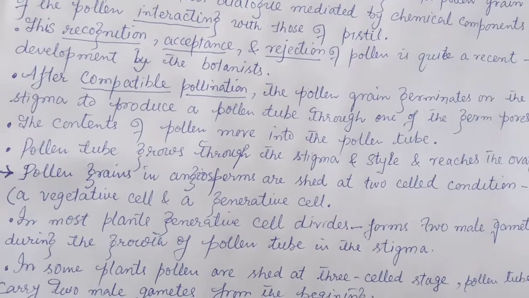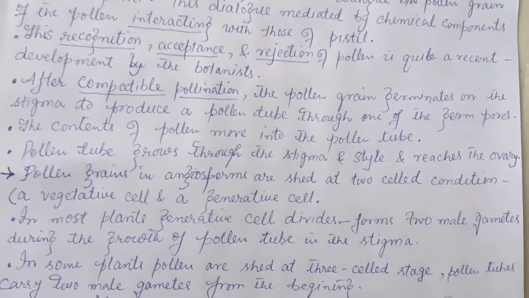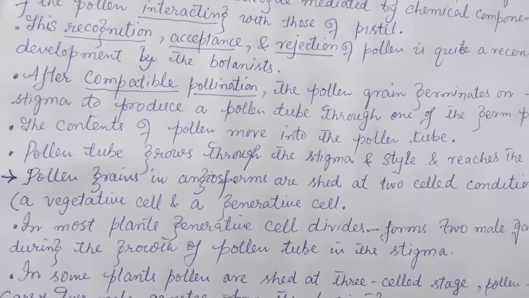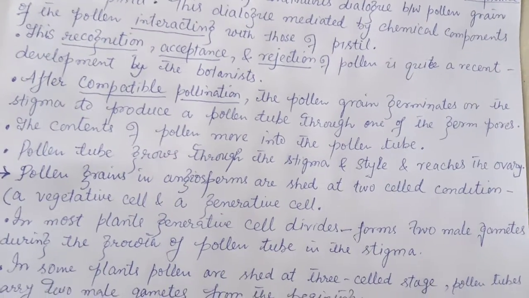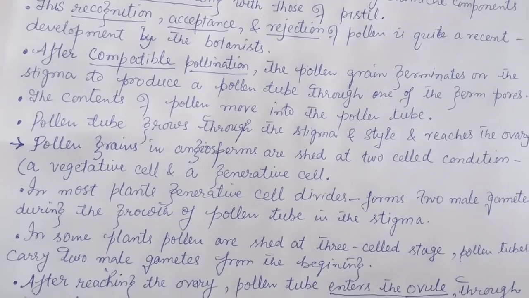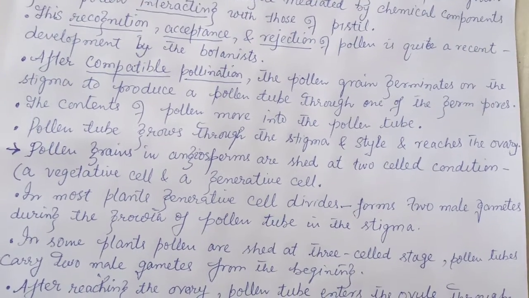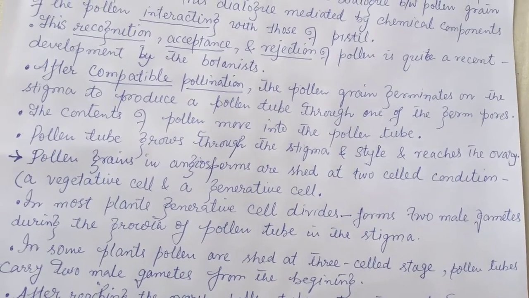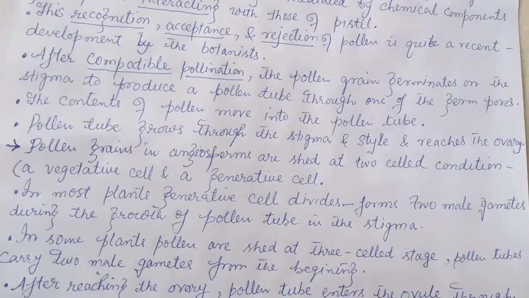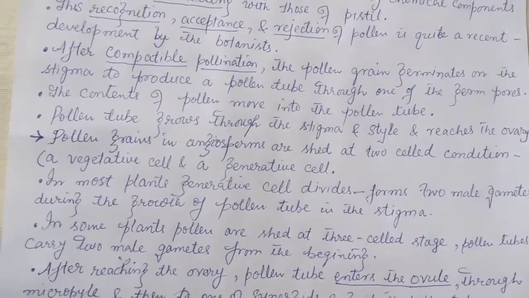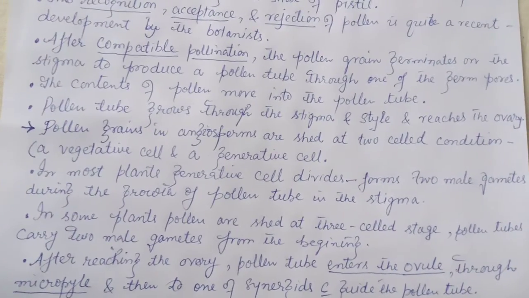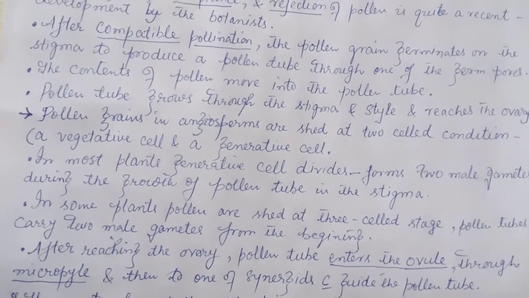The contents of the pollen move into the pollen tube. The pollen tube grows through the stigma and style and reaches the ovary. Pollen grains in angiosperms are shed mostly at the two-cell condition. One of the cells is a vegetative cell and the second one is a generative cell. The vegetative cell, as you know, is larger in size and the generative cell is the smaller one.